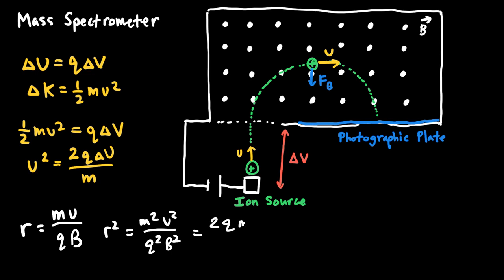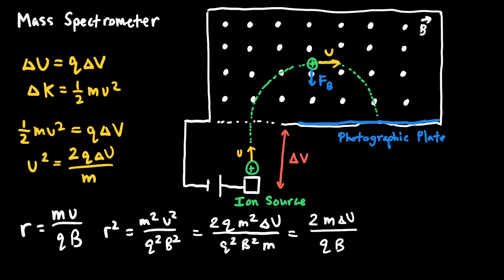2q m squared delta V divided by q squared B squared times m. And when that simplifies, one of the q's will cancel and one of the m's will cancel, so I'll get 2m delta V divided by q B squared. And remember, this whole thing is equal to r squared.